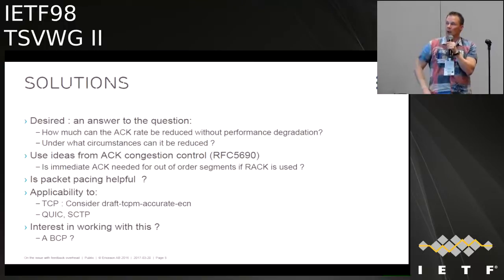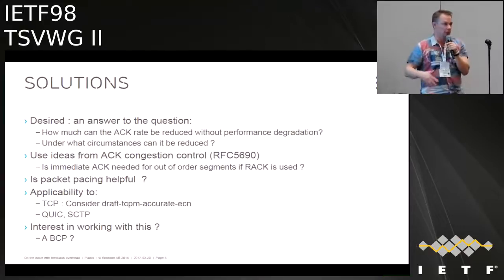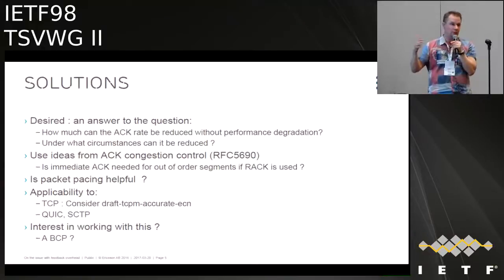RFC 5690, which says immediate ACKs are needed for out-of-order segments. But if you have a recent acknowledgement implemented, do you still need immediate ACKs? That's a question, because you need the immediate ACKs to count the duplicate ACKs. But if you have time-based congestion detection, then you might not need it.